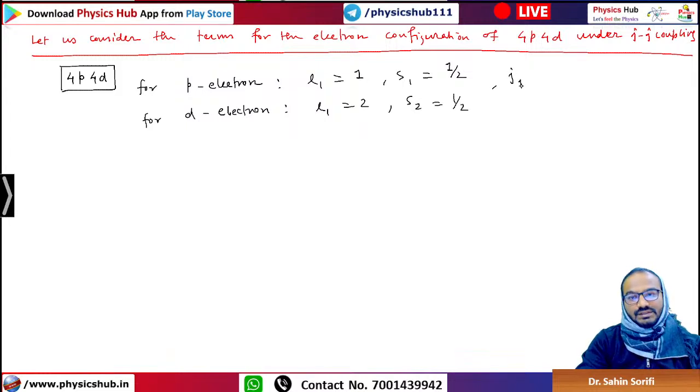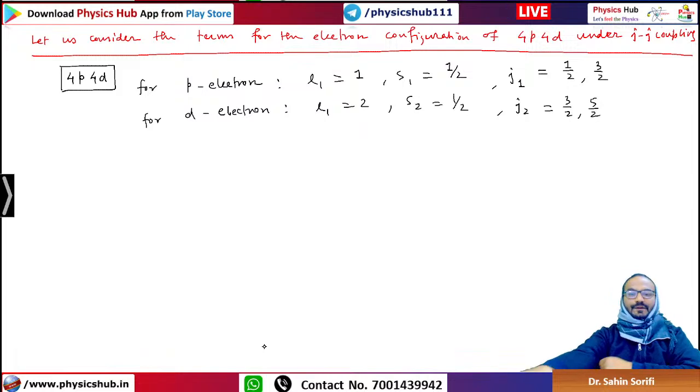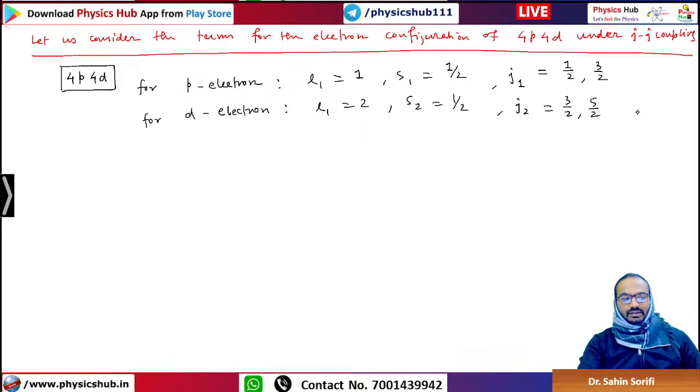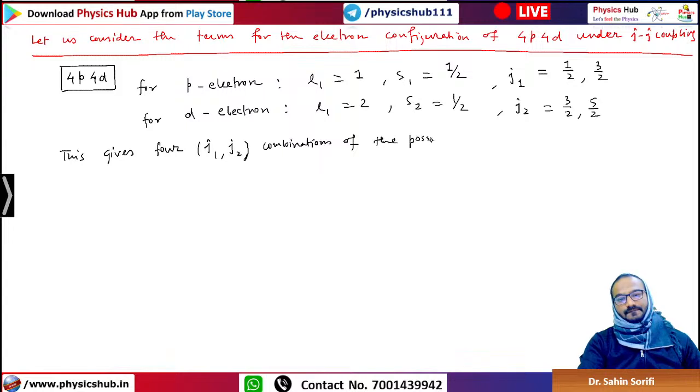So what is the j value? Instead of writing J equals L plus S, we will write j1. This is for the first electron. It can take values L1 plus S1 to L1 minus S1, so it can take half and 3 by 2. Here j2 can take values 2 minus half, 3 by 2, and 2 plus half, 5 by 2. Now previously, you were taking S equal to something, then L, then you found J. Here the combination of j will be considered. This gives 4 j1, j2 combinations of the possible j1 and j2 values.